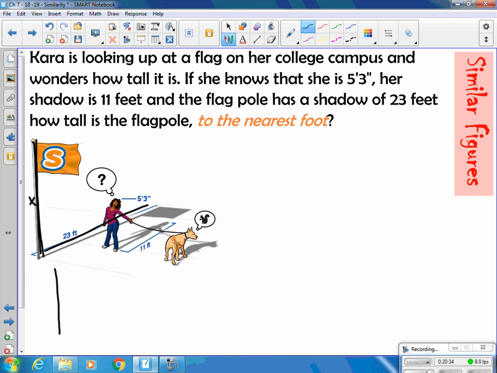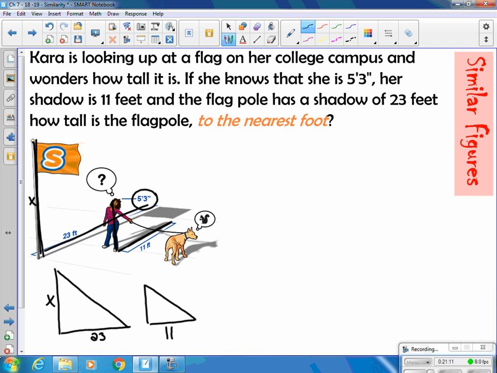So if I think about this, I have the flagpole. The height of the flagpole, we don't know. I have the shadow of the flagpole is 23. Kind of makes a triangle right there. Okay. Now I'm also dealing with a height of Kara and a shadow for Kara. So I'm thinking that's going to make another triangle. Oh, same shape. They're similar. My shadow is 11 feet. Here becomes the issue. The shadow for the flagpole is 23 feet. The shadow for Kara is 11 feet.